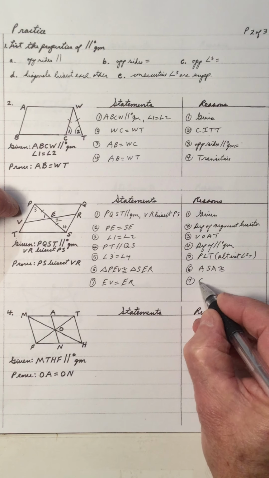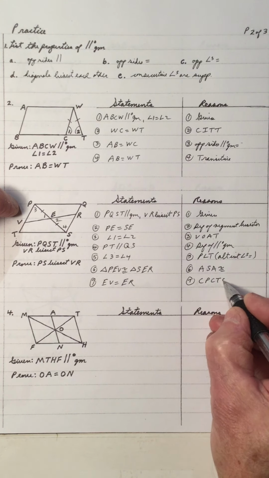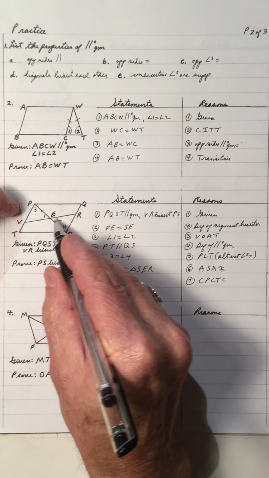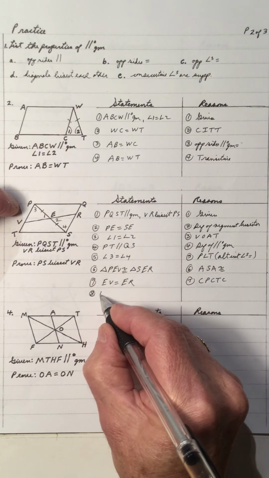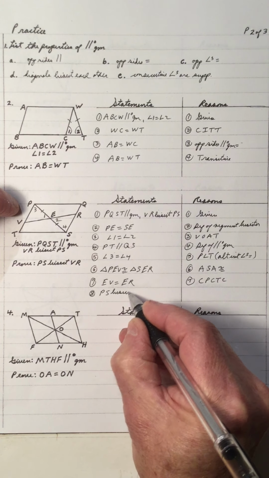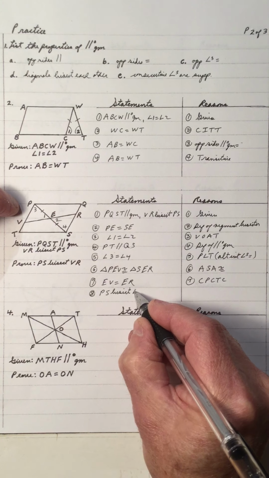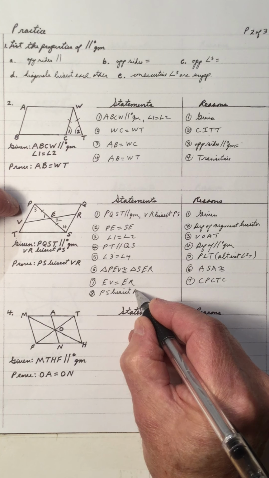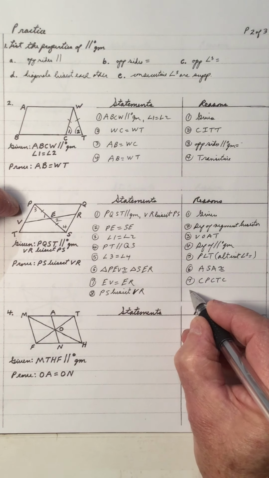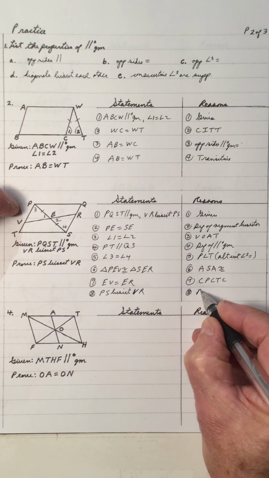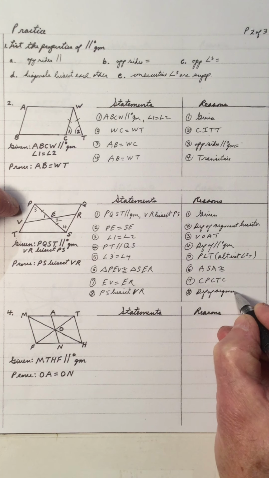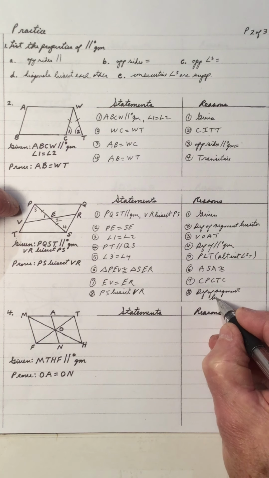That's CPCTC, corresponding parts of congruent triangles. And because we have EV equals ER, that means PS bisects VR, and that's the definition of segment bisector.